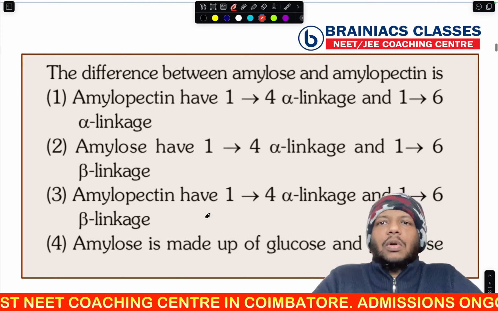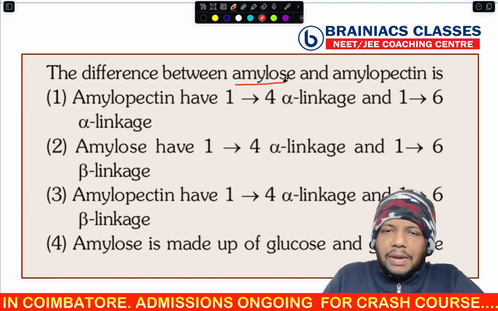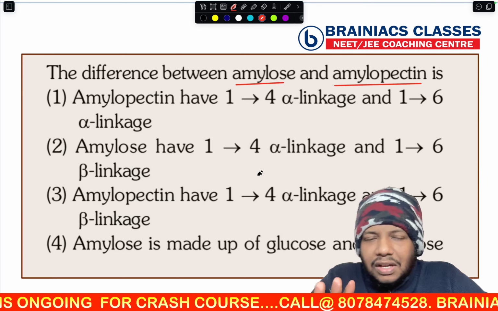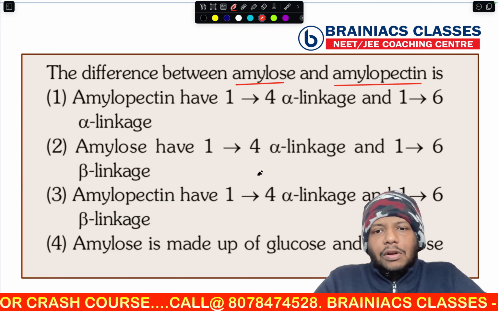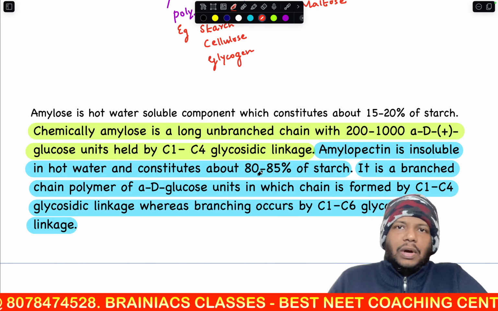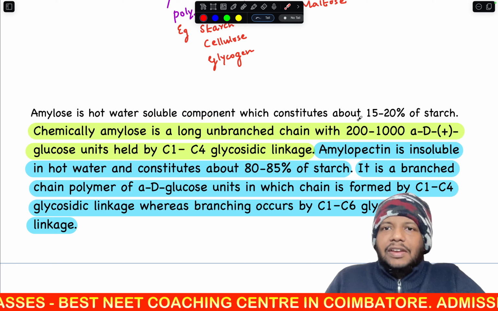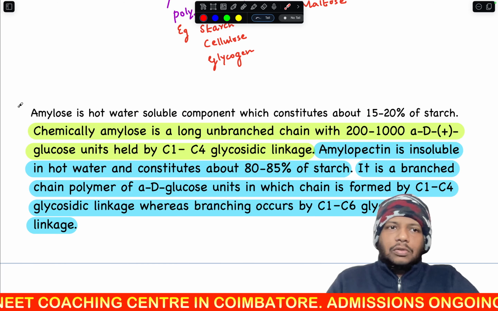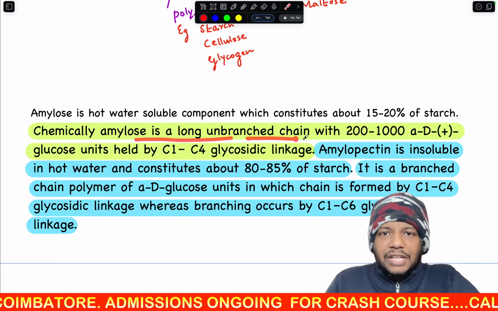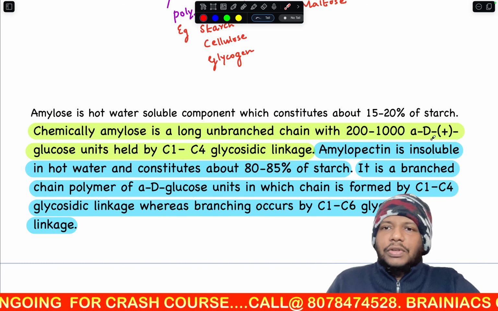Now in this question they are talking about amylose and amylopectin, and I can say that starch is made up of 2 main components. One is amylose and the next one is amylopectin. So they are asking what is the difference between the structure of amylose and amylopectin. You can answer this if you know what fundamentally amylose and amylopectin are. So I can easily say amylose is a hot water soluble component and it constitutes 50 to 20% of starch. Amylose is a long unbranched chain. There is no branching in amylose, which is made up of 200 to 1000 units of which one?